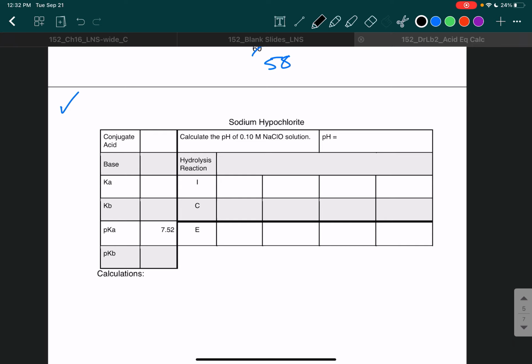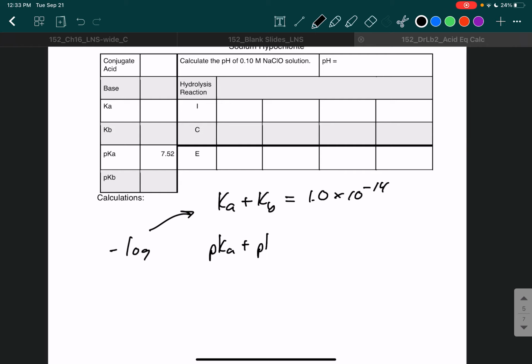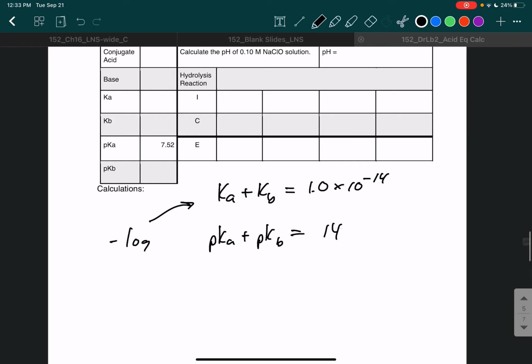So pKa plus pKb is 14, but not Ka plus Kb. Okay. Correct. And Ka times Kb is equal to 10 to the minus 14. If you took a negative log all the way through there, pKa plus pKb, that's where that 14 is coming from.